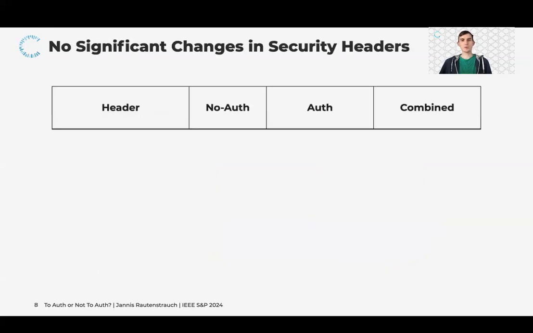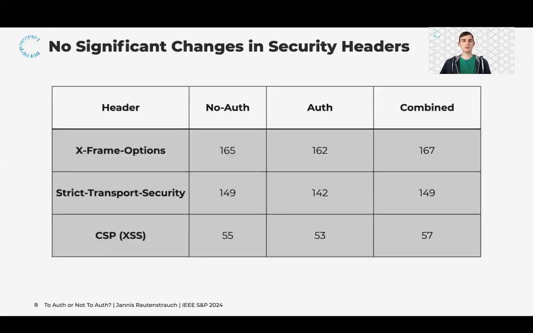Our next topic was security headers. And here we saw that there's no significant difference in the usage of these headers between the two states. Sure, there are a couple of sites that only use the header in one or the other state, but in general, the usage numbers are really similar. In this table, we just show the number of sites that use the header at least once, but we also have the total number of headers we collected, and they are also similar.